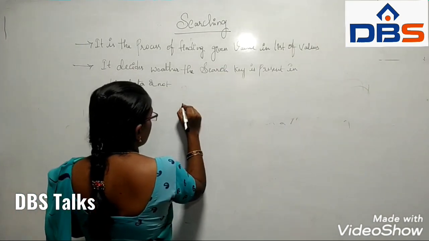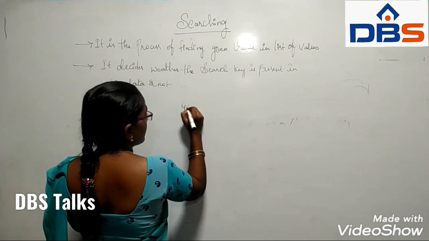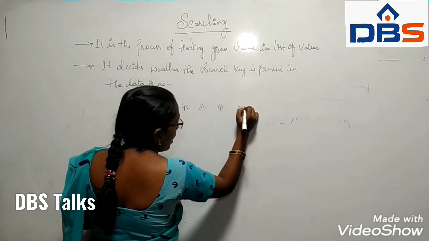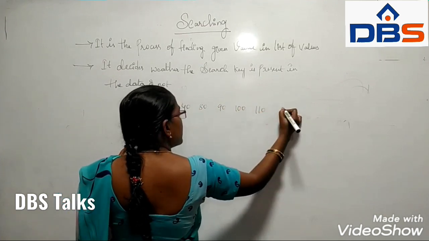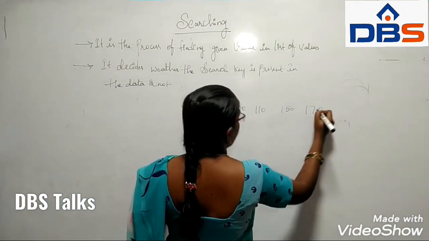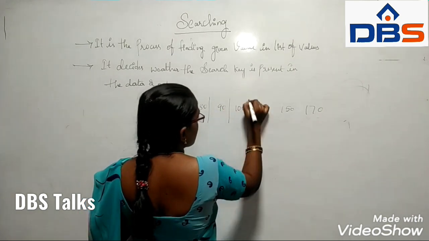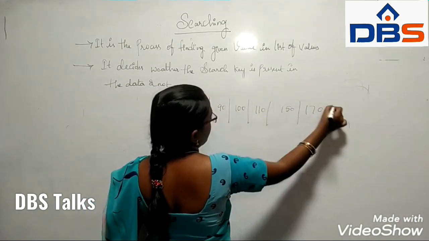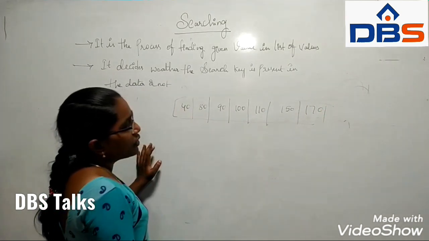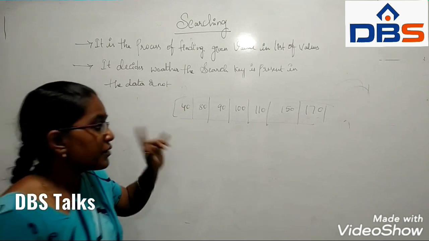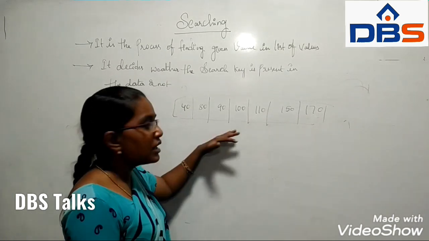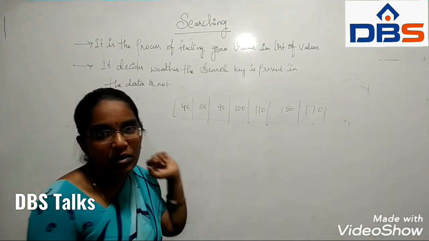See, 40, 80, 90, 100, 110, 150, 170. These are the elements that are present in a data structure. Did you observe? Here you are going to perform the binary search operation. The first key thing that you have to keep in mind is whether these elements are sorted or not. Here you can easily say by looking at this data that the elements are sorted.